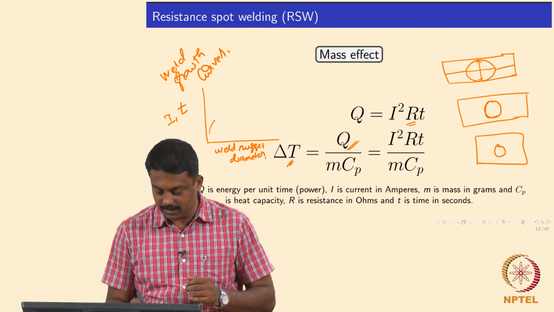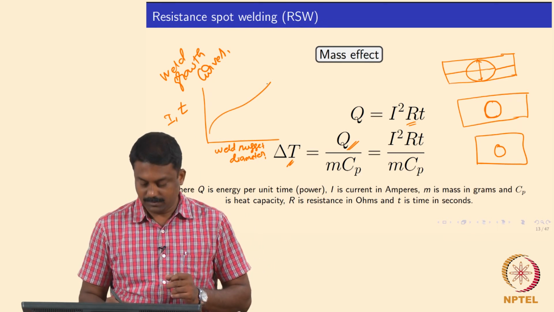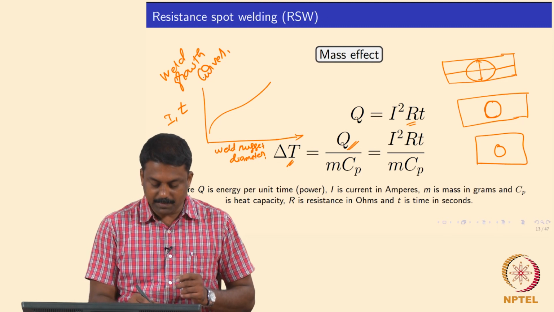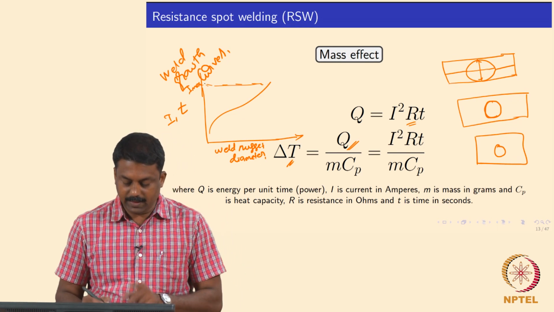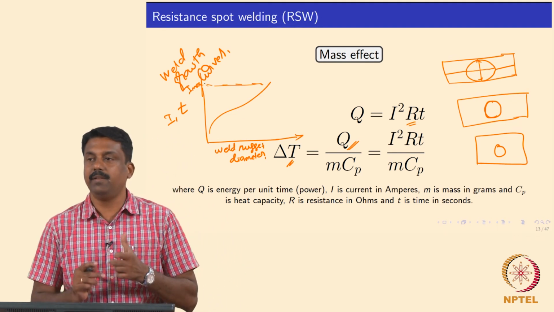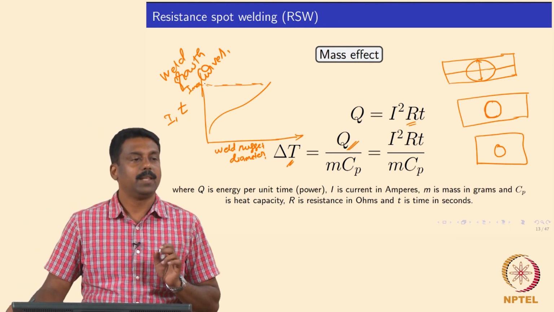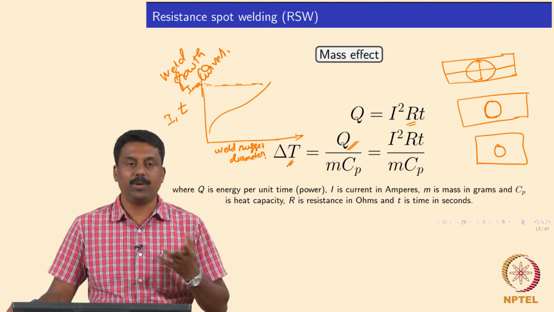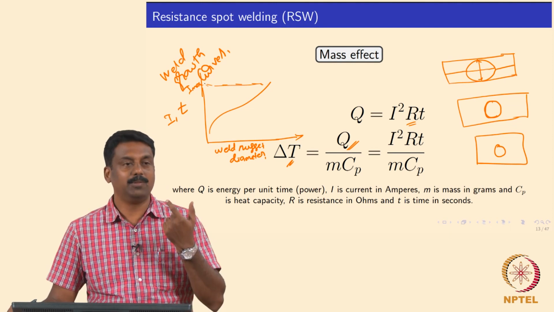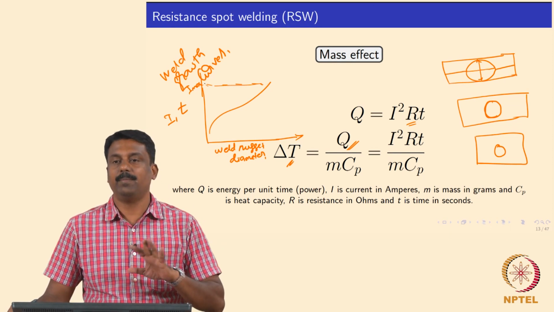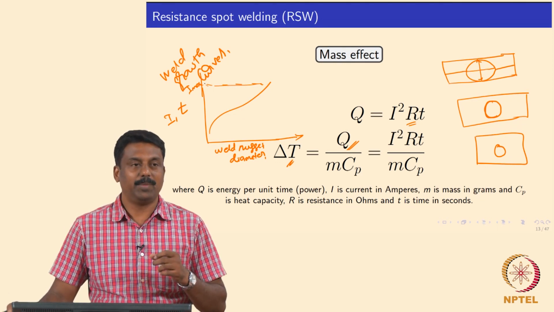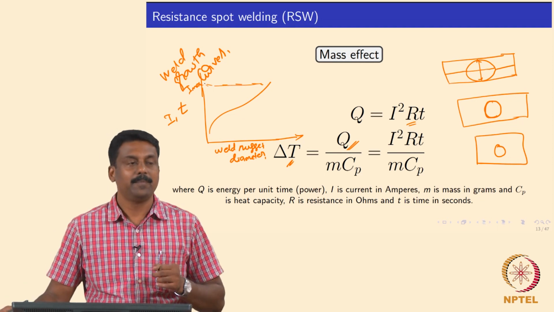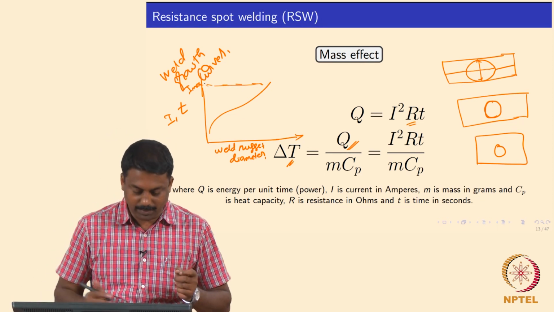So this will typically look like this, okay. There is a maximum current, that is I max. Ideally, the thumb rule to achieve optimum strength is 4 times the square root of the thickness. So if the thickness is 1 mm, the weld nugget diameter should be 4 mm. That is the typical. Why 4 mm? Because we can cover the entire cross section, okay. That is why it is 4 mm.